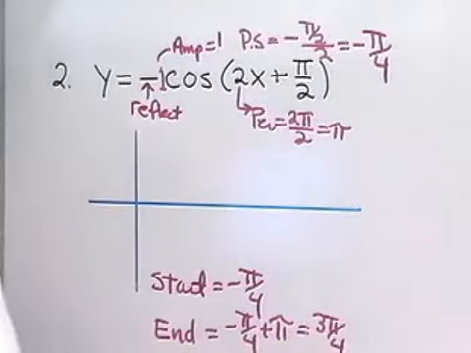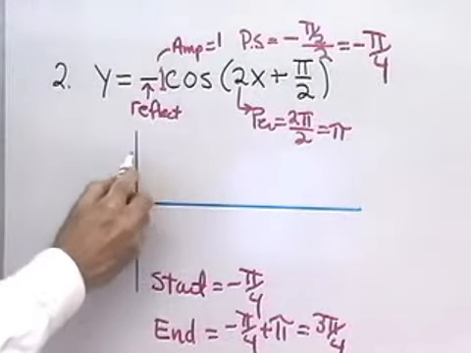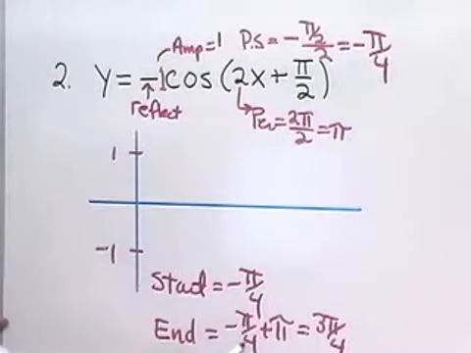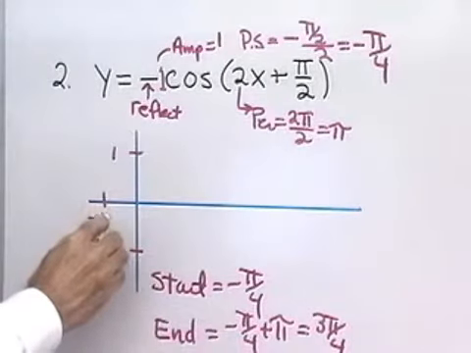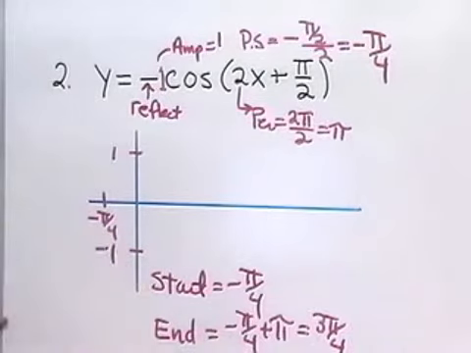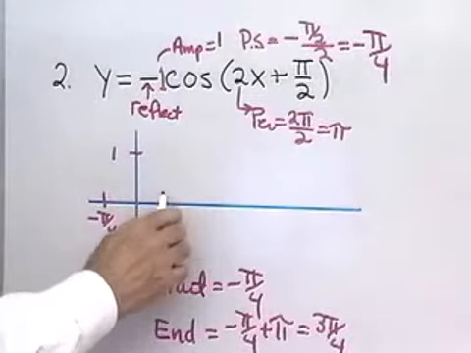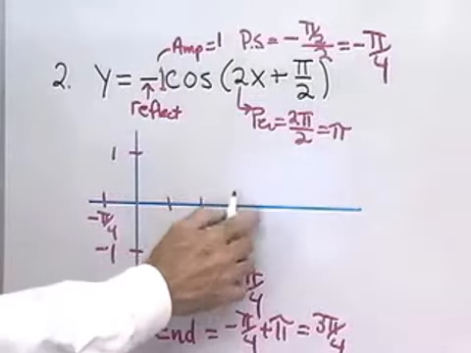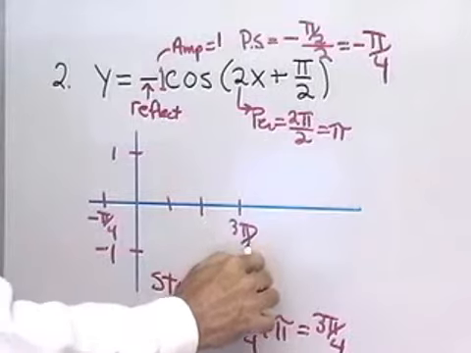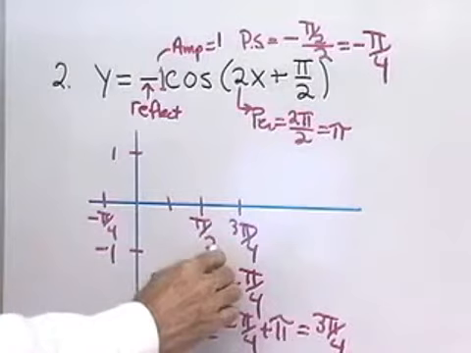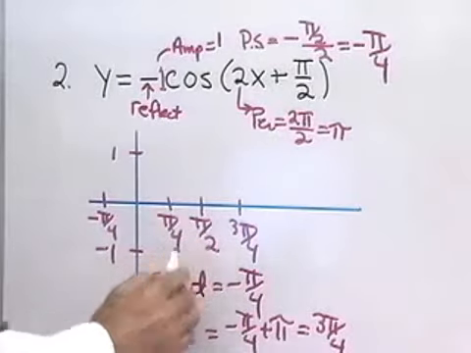It's going to have an amplitude of 1, so I'll just make this 1 and this negative 1 on the y-axis. It's going to start at negative pi over 4, so let's put that right there. It will end at 3 pi over 4, which is pi units after where it starts. So if this is 1 pi over 4, then this is 1, 2, 3 pi over 4. So that's 3 pi over 4. This is 2 pi over 4, which is pi over 2. And this is just going to be pi over 4.